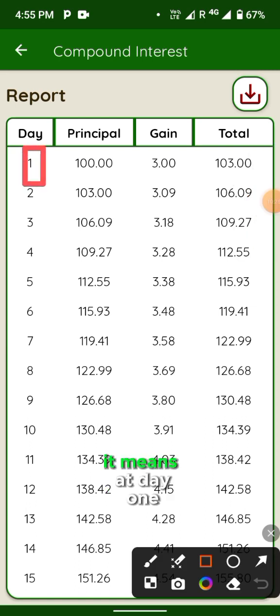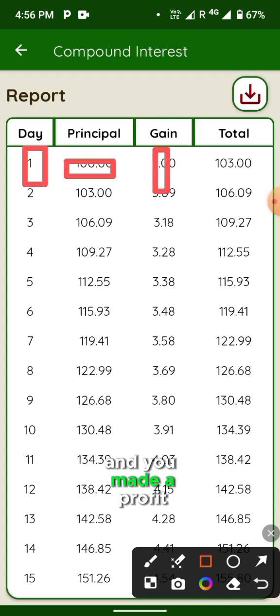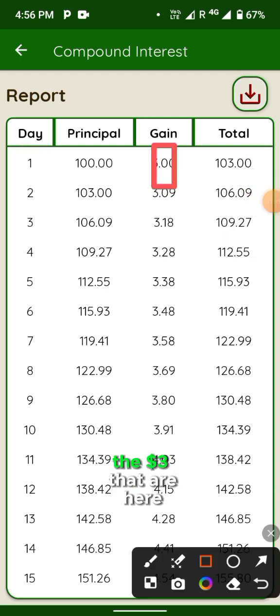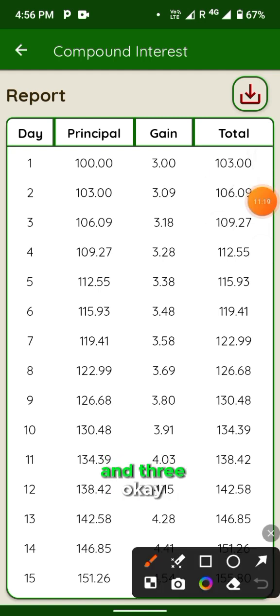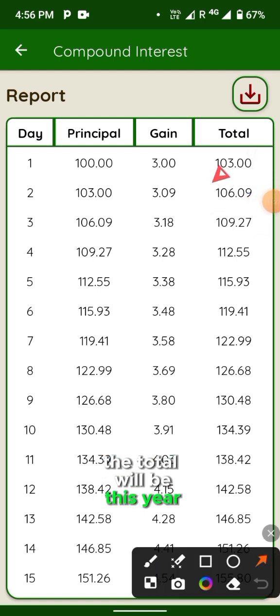At day one, you began with a principal or a capital of $100 and you made a profit. If you made $3, the $3 that are here, then the total after the trade will be this here. The total will be 103. That is the total here.